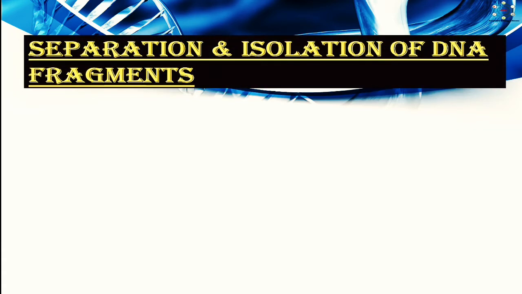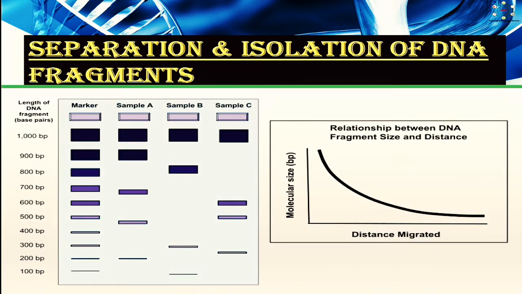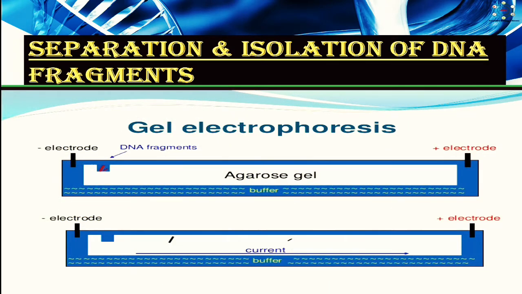Now, separation and isolation of DNA fragments. So how can we separate and isolate the DNA fragments? A molecule of DNA can be cut into fragments by the enzyme restriction endonucleases. These fragments of DNA can be separated by a technique of gel electrophoresis.